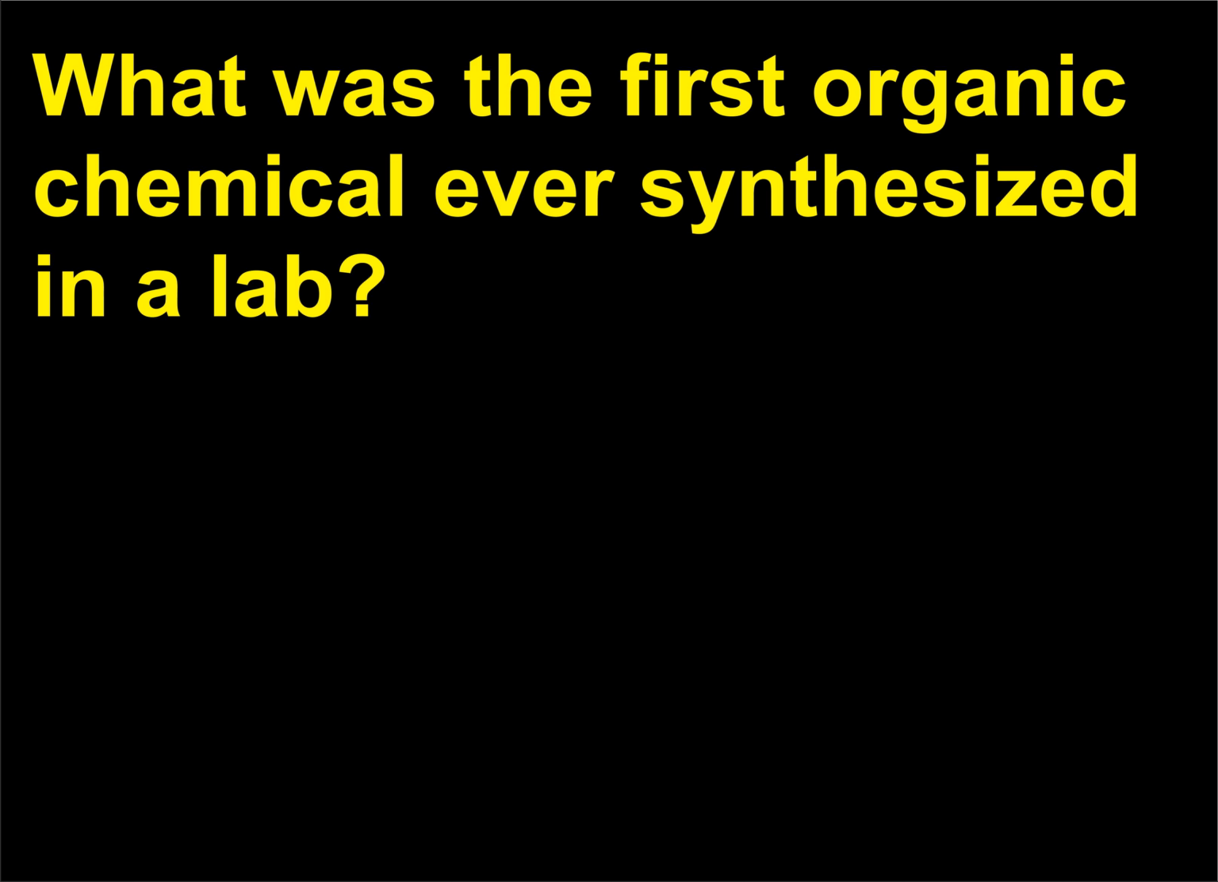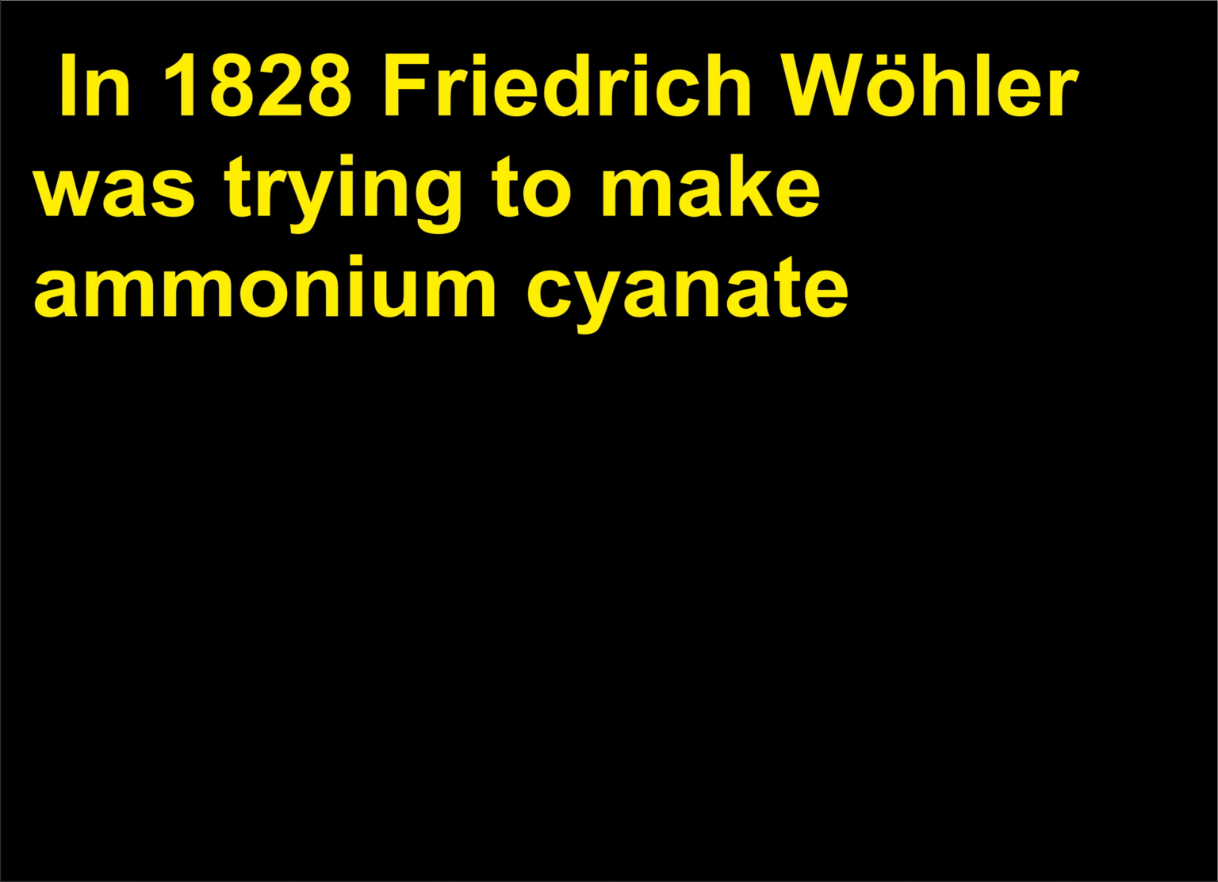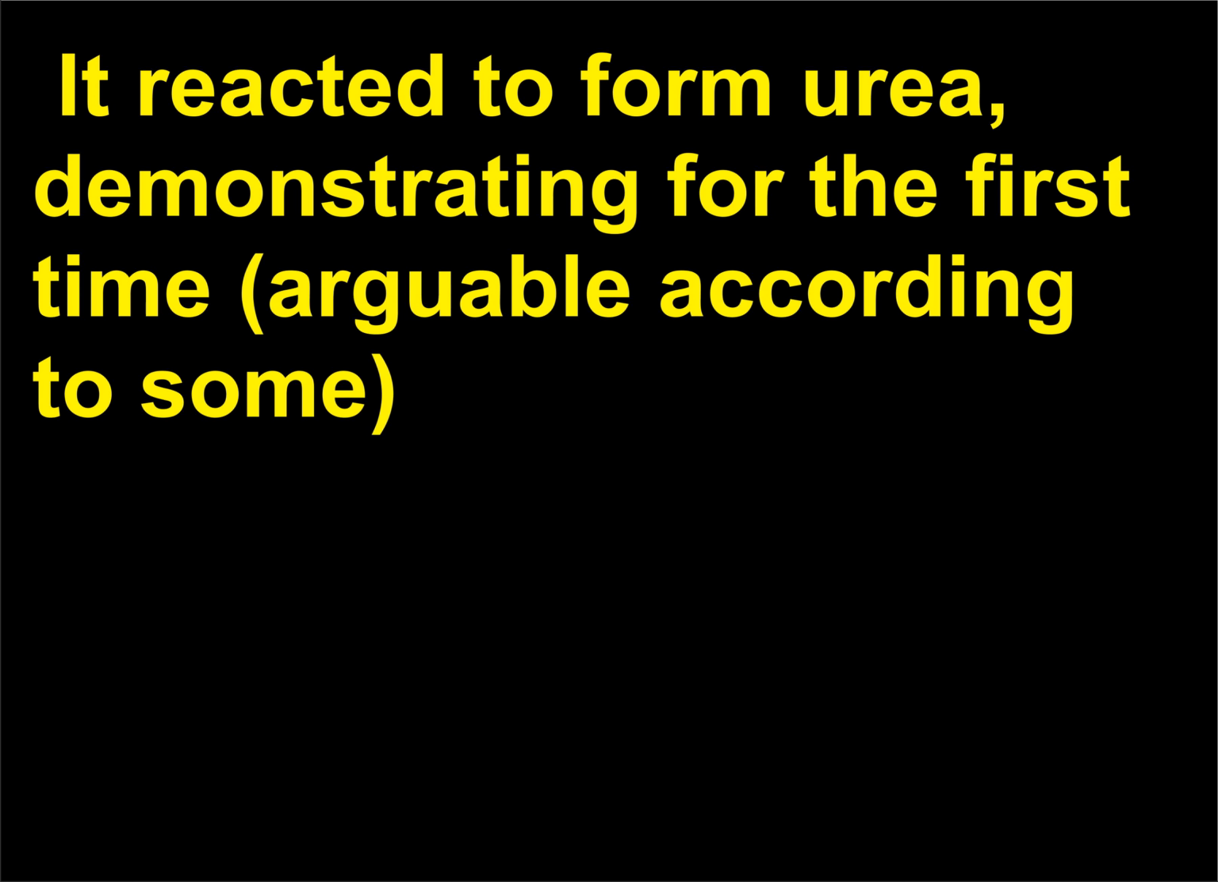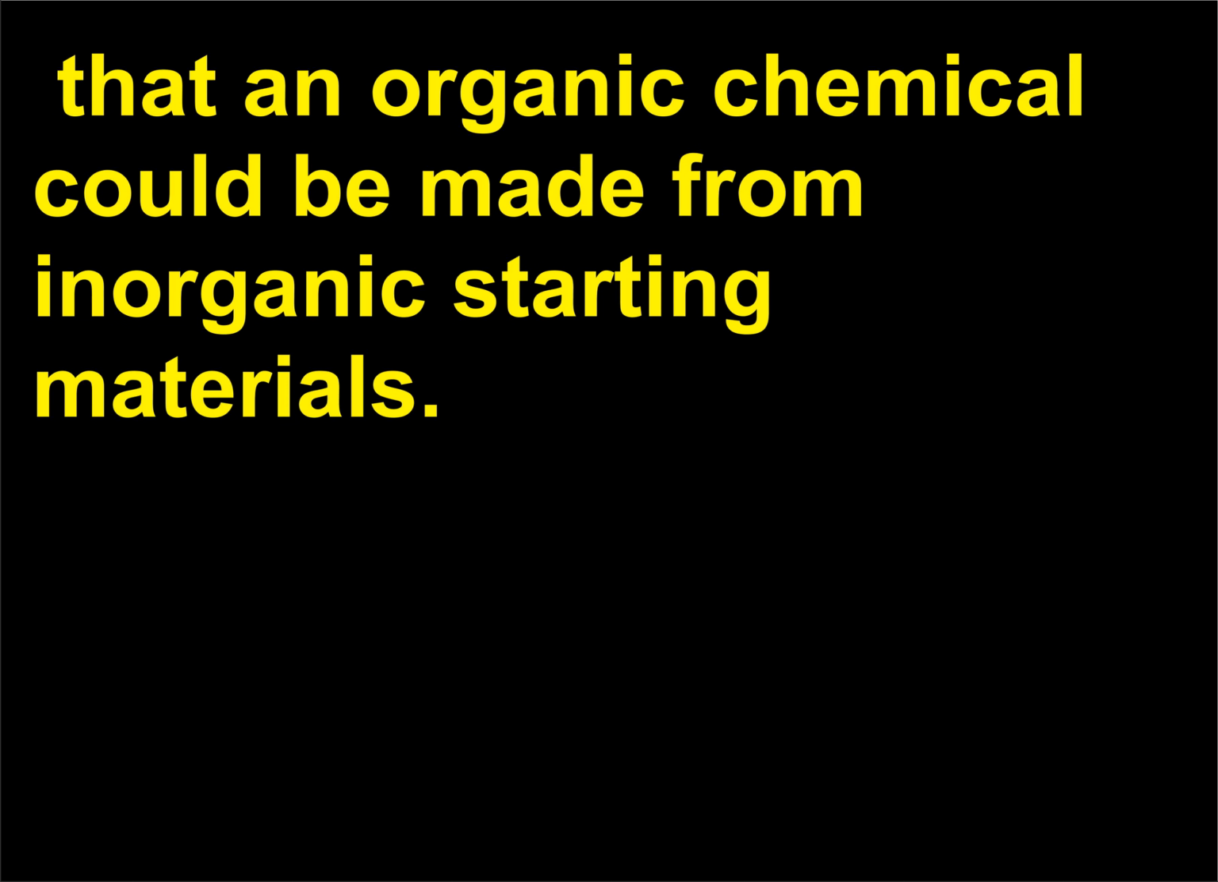What was the first organic chemical ever synthesized in a lab? Urea. In 1828, Friedrich Wöhler was trying to make ammonium cyanate, NH4CNO, but this salt turned out to be unstable. It reacted to form urea, demonstrating for the first time, arguably according to some, that an organic chemical could be made from inorganic starting materials.